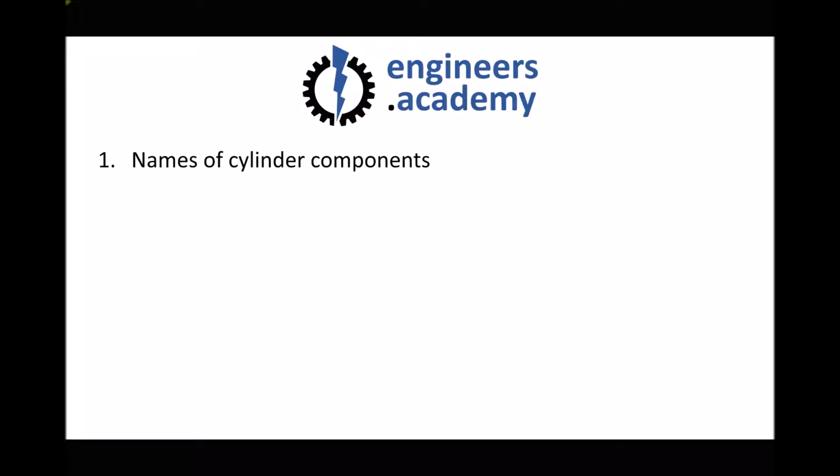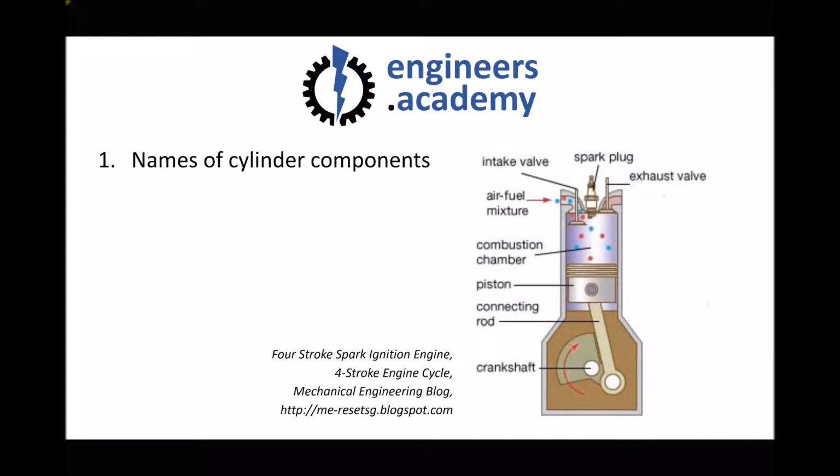So first of all, we have the names of the components within one given cylinder. The diagram shown here is for a 4-stroke spark ignition engine, and the diagram has been borrowed from Mechanical Engineering blog, and I've provided the URL for that website alongside the diagram.